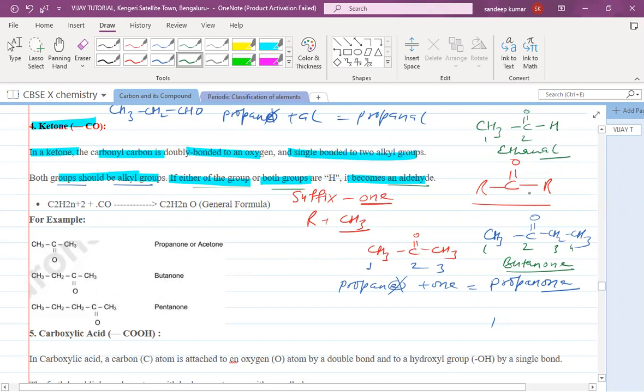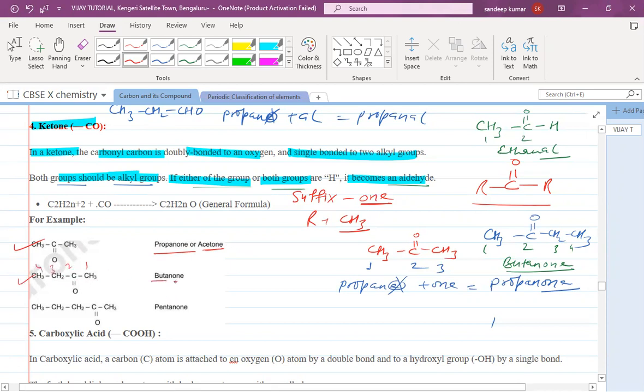So for a ketone, both sides should be carbon atoms, which means an alkyl group should be there. You can see here, CH3, CO, CH3 is a propanone. The common name is acetone. CH3, CH2, CO, CH3: this is 1, 2, 3, 4. Four carbons is butane.